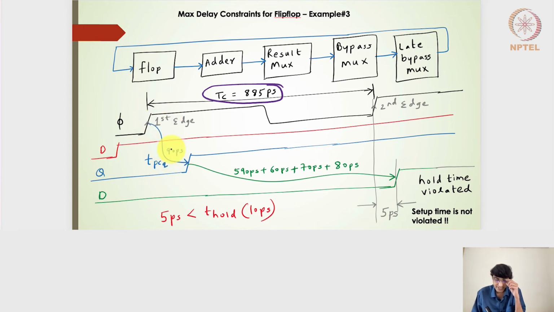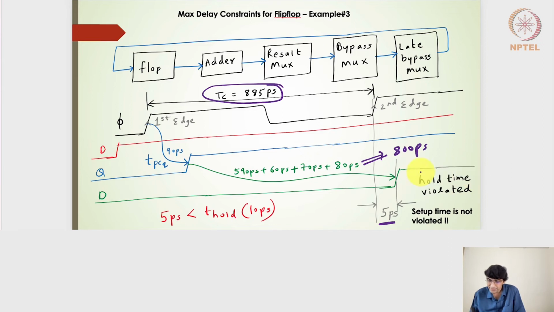And if I consider this 90 picoseconds of TPCQ and then the remaining, this will be our 800 picoseconds. So 800 plus 90 will be 890. So it is going to arrive 5 picoseconds after the second clock edge. If it were arriving 5 picoseconds before the second clock edge, then it would be a setup time violation. But now it is arriving after, so it is not a setup time violation anymore, right?